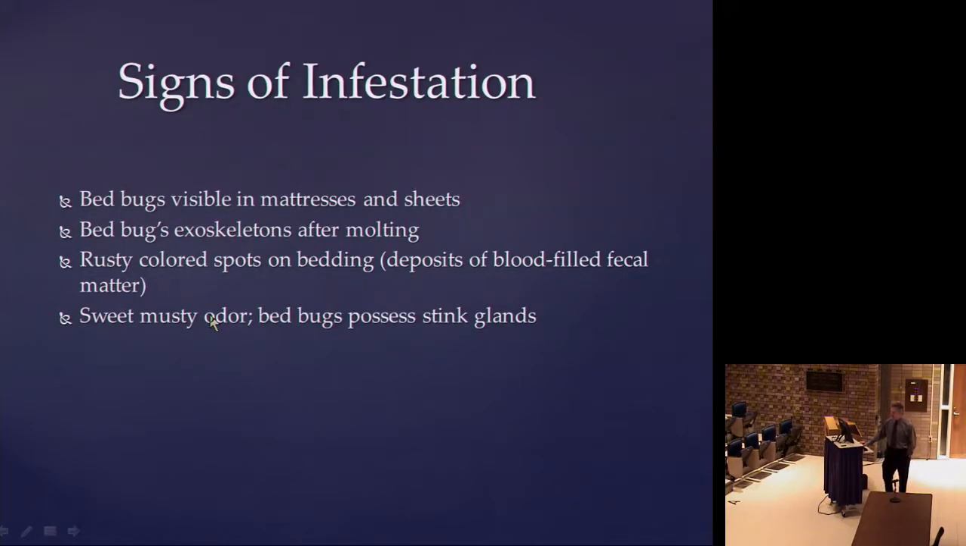Signs of infestation, you can actually see it in the mattresses and sheets. The exoskeleton, like I said, after molting, there are actually rusty-colored spots in the bedding that are blood-filled fecal matter, which is pretty rude. I guess they just hang out and do whatever they want, and even defecate in your bedding.